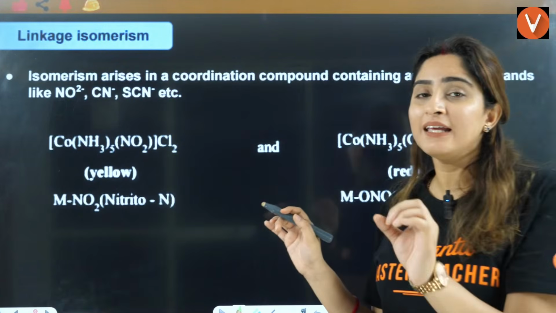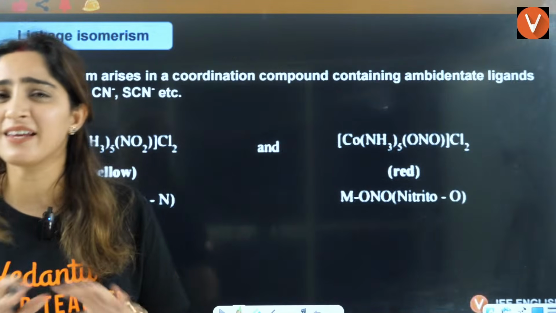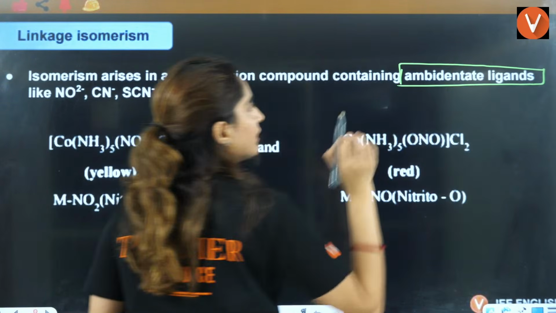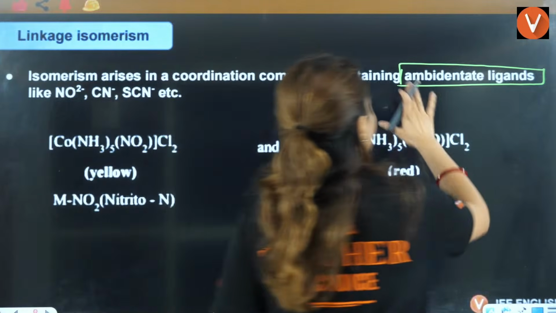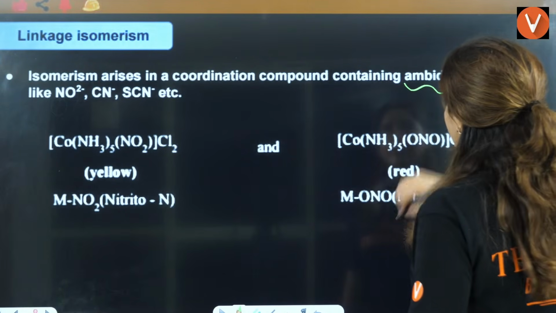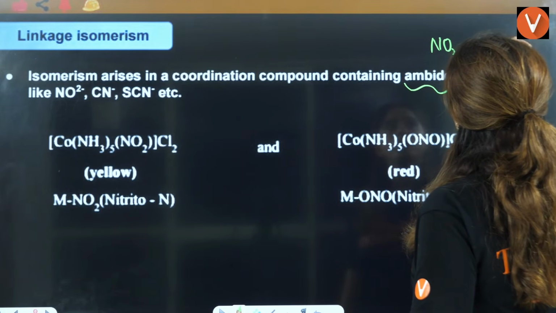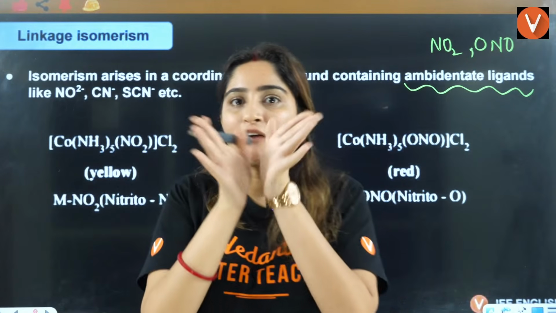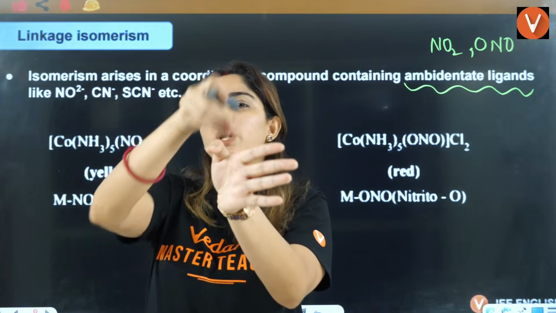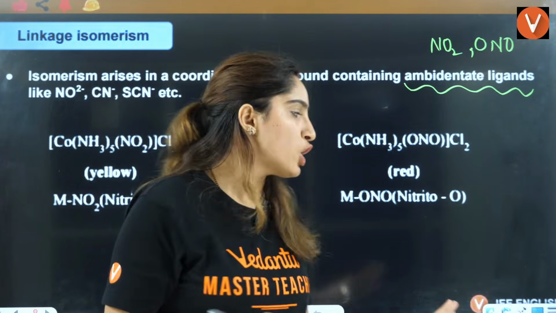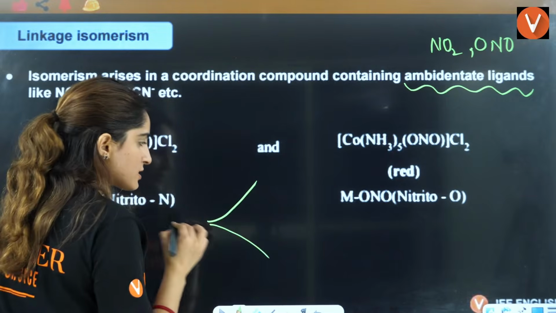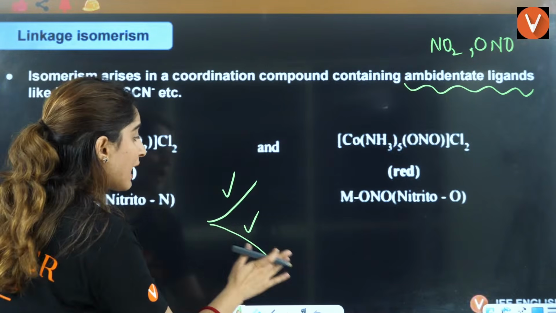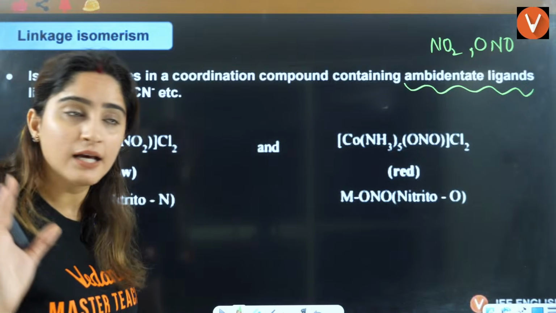Third isomerism. Next is linkage isomerism. It's very simple, right? So linkage isomerism is always shown by ambidentate ligands. How many of you remember what ambidentate ligands are? Let me know. Ambidentate ligands are like NO2 and ONO, which have 2 donating sites, right? You have two donating sites, but at one point you will only donate from one donating site. Okay, that is an ambidentate ligand, right?